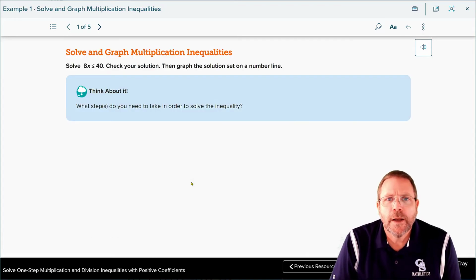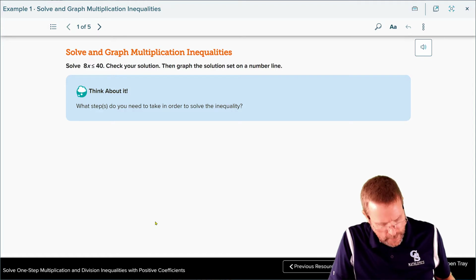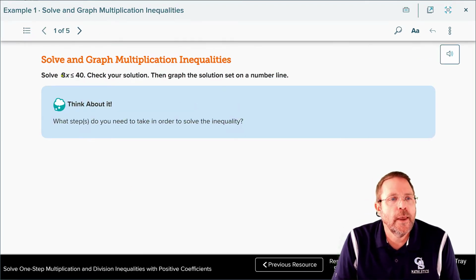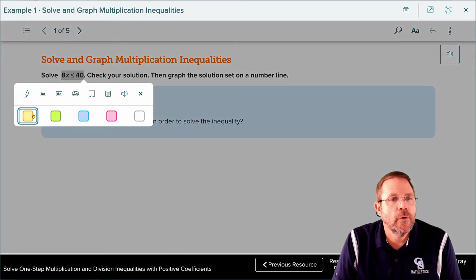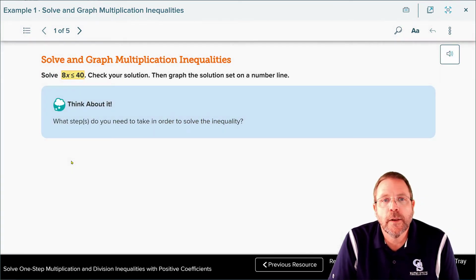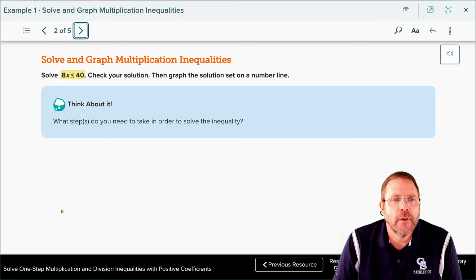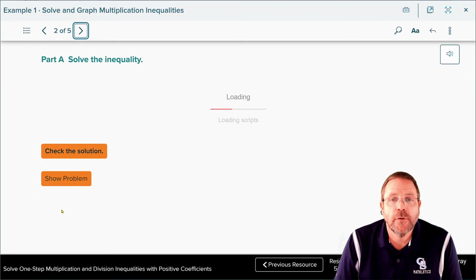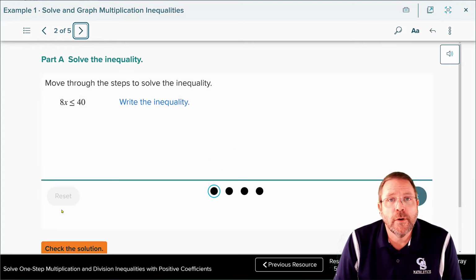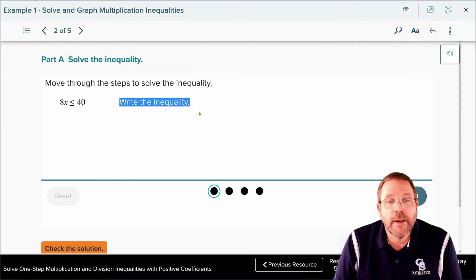And now it's time to actually start solving these things. So we have the inequality that says 8x is less than or equal to 40. Let's see if they're going to let me highlight it. Yep, it's highlighted. And it says to solve it, check your solution and graph it on the number line. That's a lot of things, 3 different things we have to do. So first thing we're going to do is solve it. As all of our other problems, you have to start off by writing the problem. If you do not write that problem down, I will not give you credit for it.